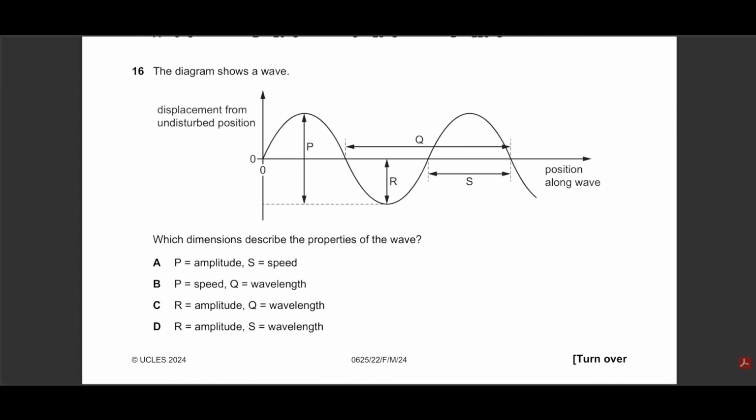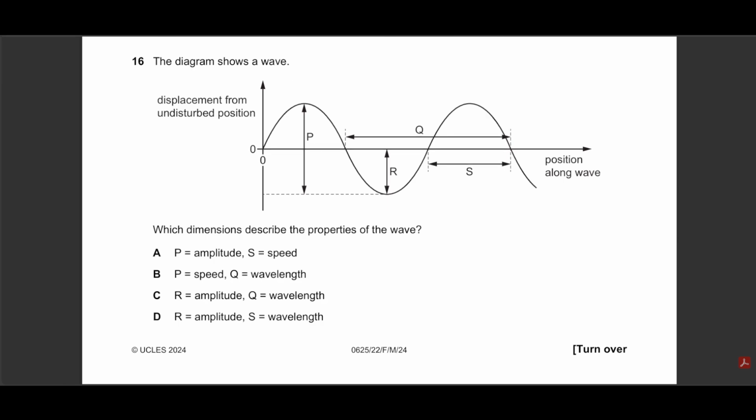Question number 16. Simply, we have to choose what's going to be amplitude, what's going to be the wavelength. We understand that Q represents wavelength, P is representing nothing, R is representing the amplitude. So P is not the amplitude. S is not the speed. P is not the speed. So Q is the wavelength. R is the amplitude. And S is not a wavelength. It's half a wavelength. So the best option will be option C.